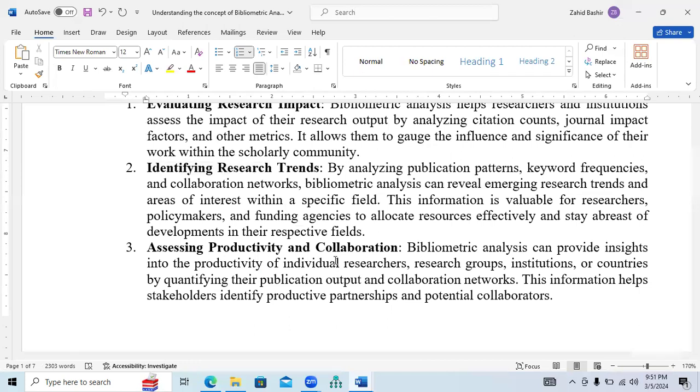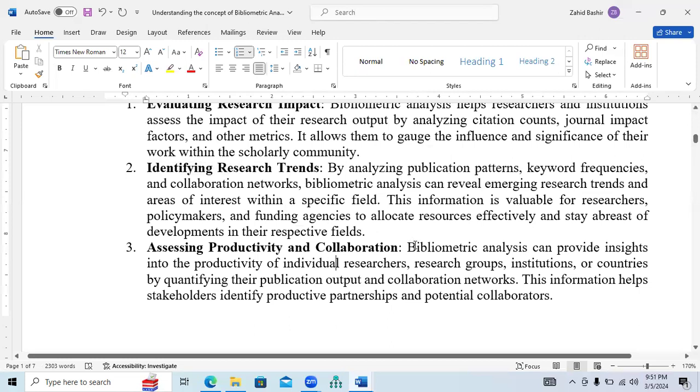and between different nations. So bibliometric analysis can provide insights into the productivity of individual researchers, research groups, institutions, or countries by quantifying their publication output and collaboration network. This information helps stakeholders identify productive partnerships and potential collaborators.